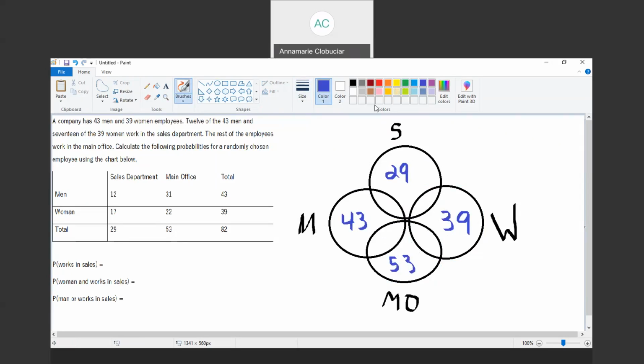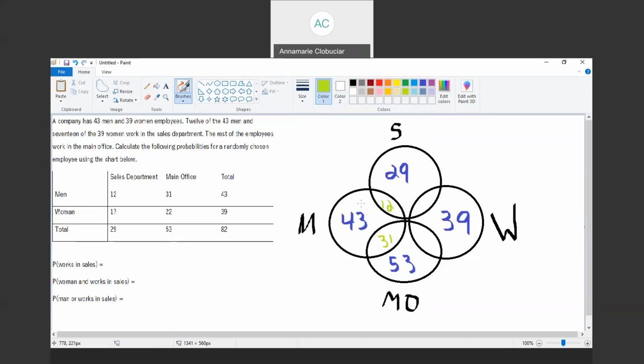So I'm going to take a different color for the overlapping properties. The first thing we'll do is just go across. We'll do men in sales, and we know that there's 12. And then men in the main office, and there's 31. If we take this 31 and that 12, we would get 43. So that's how you know that we're filling in the correct numbers.